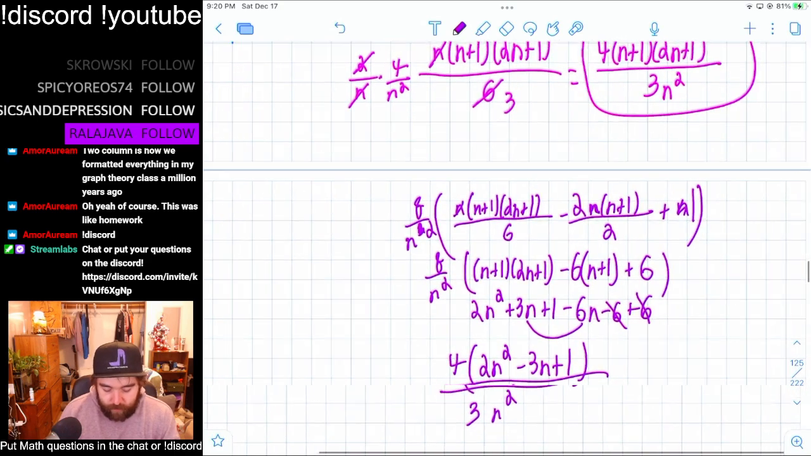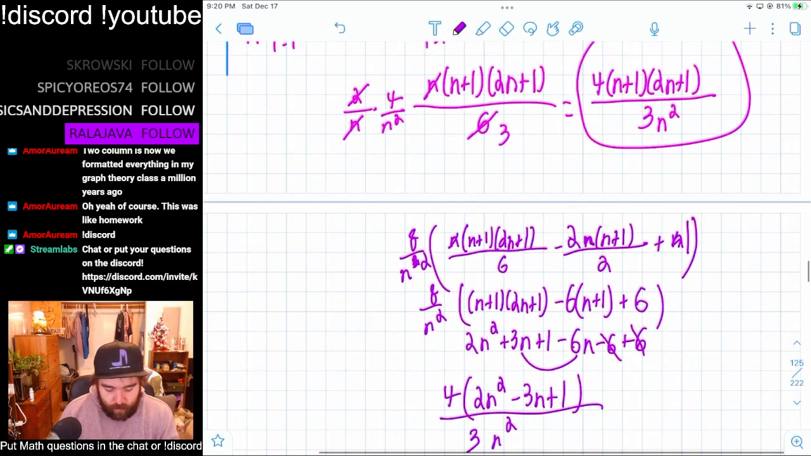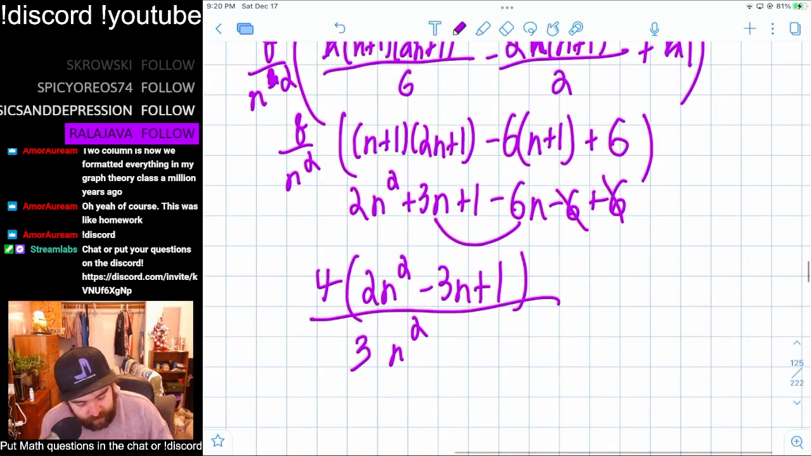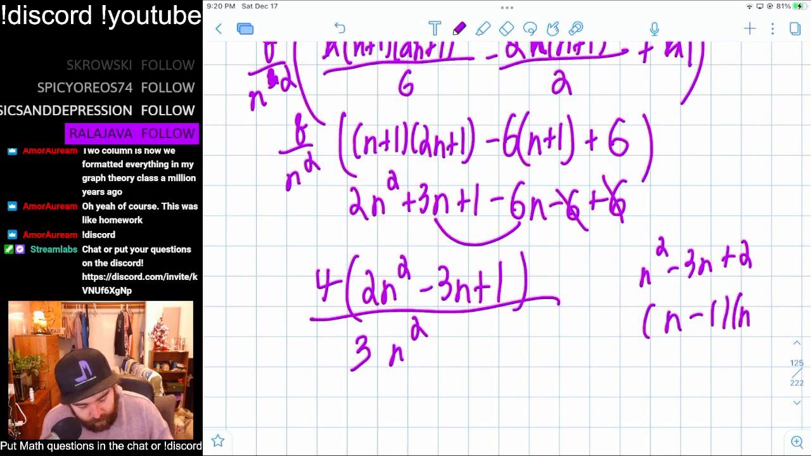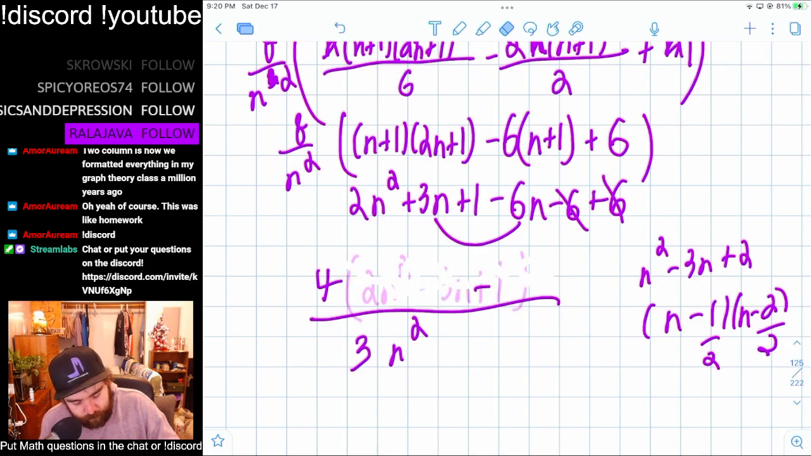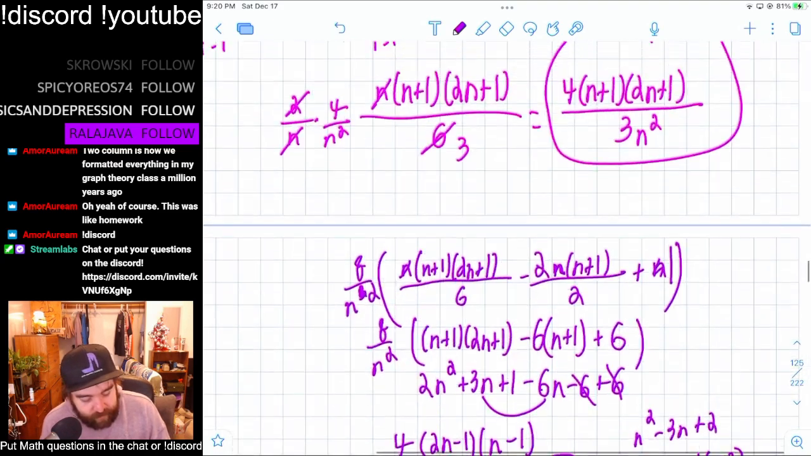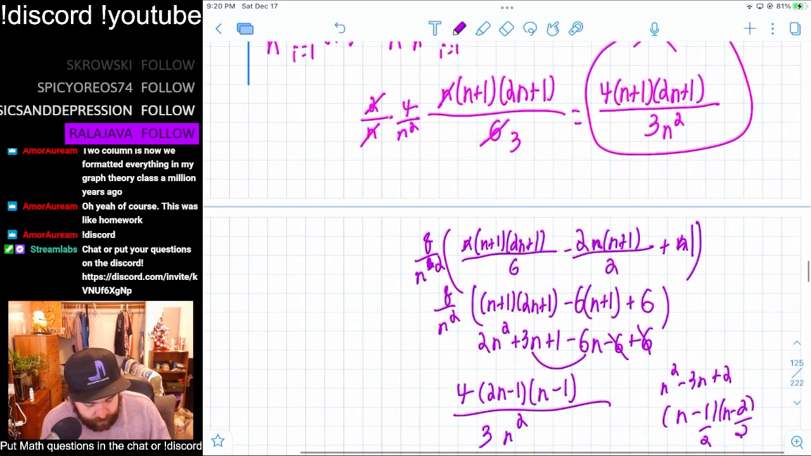Okay, so I think this is as good as you're going to get. Can you factor this? Oh, you can factor that, because this is 2n squared minus 3n plus 1. So that's (2n minus 1) times (n minus 1). So that's the underestimate. This is the overestimate. And they're interesting. They're the same, except this is plus versus minus.